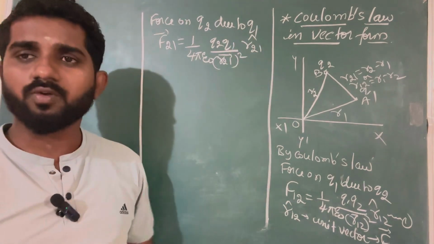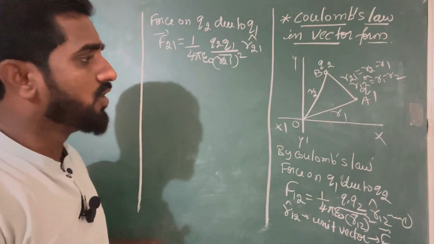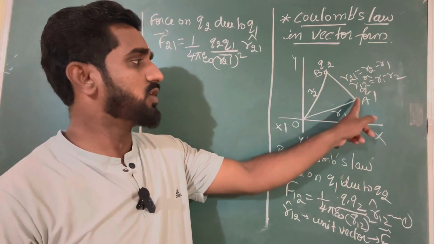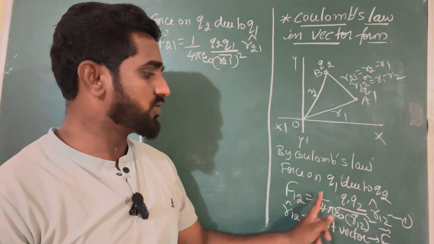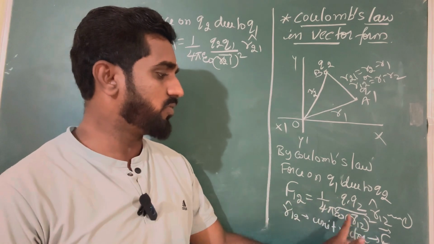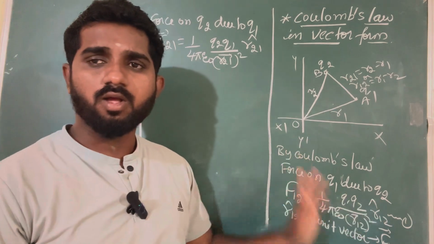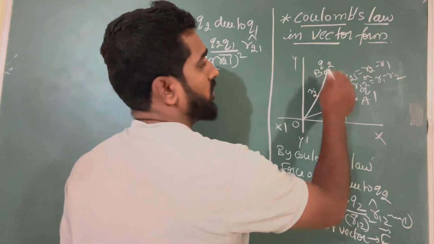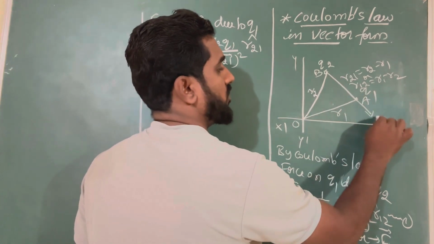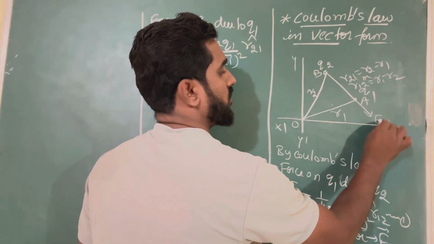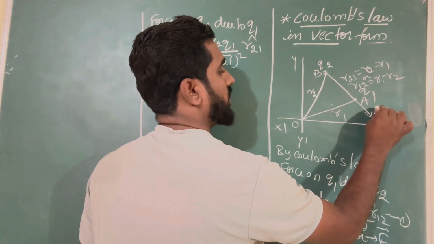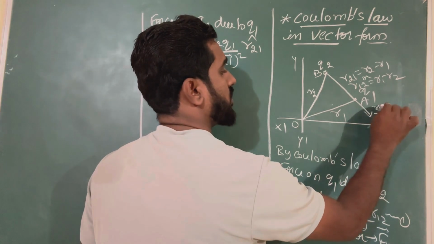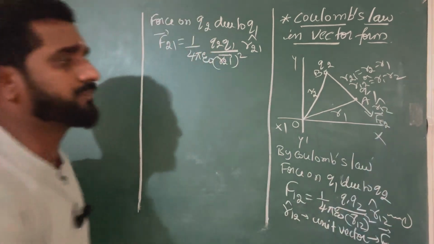Okay, both the forces we have calculated by using the formula. First force, the force on charge q1 due to q2, is given by F12 is equal to 1 by 4 pi epsilon naught q1 q2 by r12 whole square into r12 cap. Both the charges are positive, so F12 will be a repulsive force, and the unit vector is r12 cap.